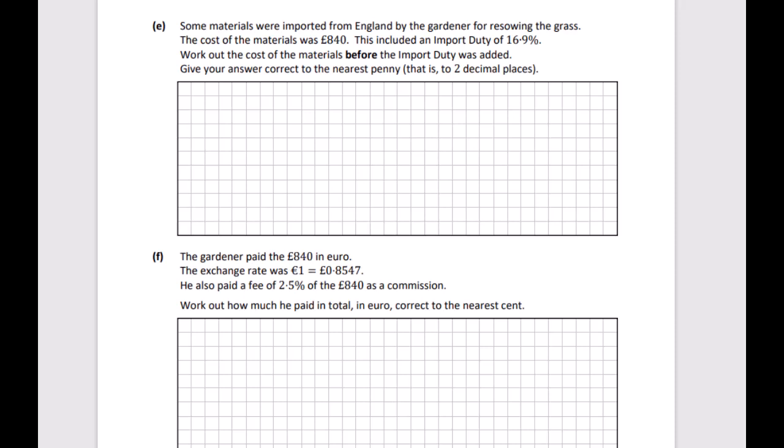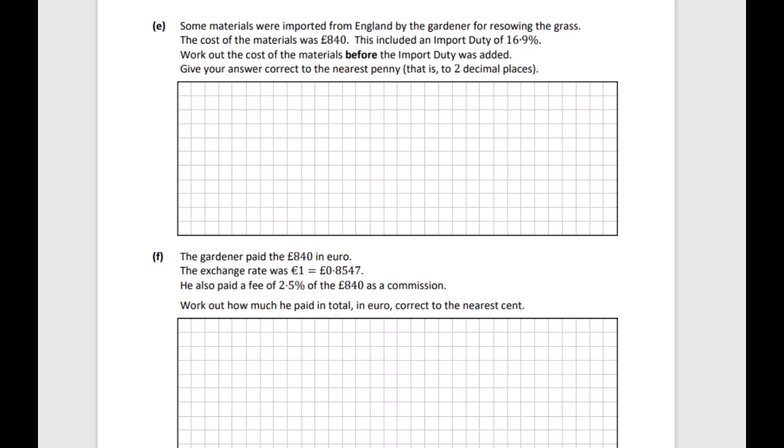Some materials were imported from England by the gardener for resowing the grass. The cost of materials is £840 sterling. This includes an import duty of 16.9%. Work out the cost of the materials before the import duty was added. Give your answer correct to the nearest penny, that is 2 decimal places.